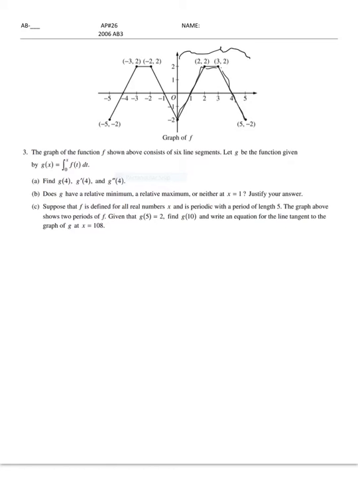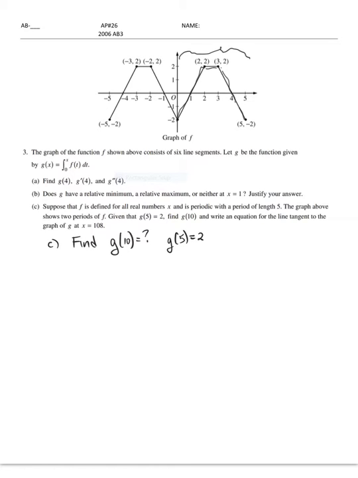Given that g of 5 is 2, find g of 10 and write an equation for the tangent line to the graph of g at x equals 108. So let's take it a step at a time. We know g of 5, but we want to find g of 10. So let's just do that. I know that g of 5 is 2. I don't know what g of 10 is.